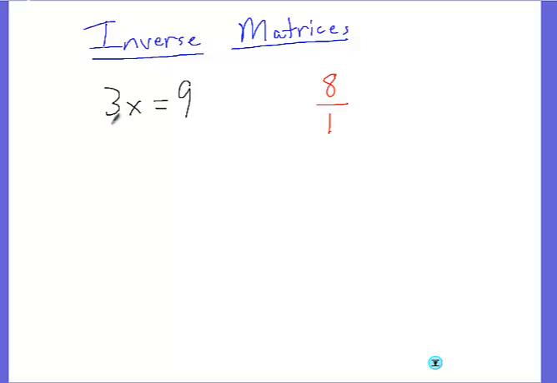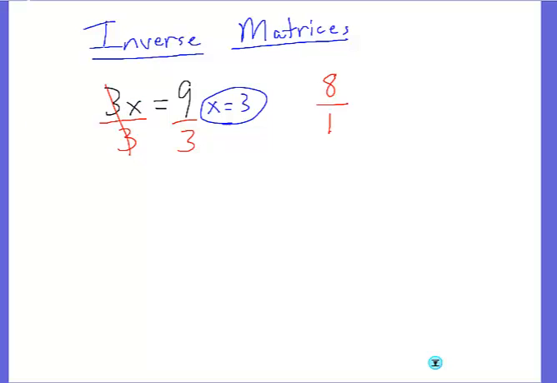So, if we have the equation 3x equals 9, we want to get x by itself. The 3 and the x are being multiplied, so what we want to do to get the 3x to become a 1x is divide both sides by 3. So x equals 3, because 9 divided by 3 is 3. That, in a nutshell, is the idea of an inverse. You kind of want to take something and get it by itself.